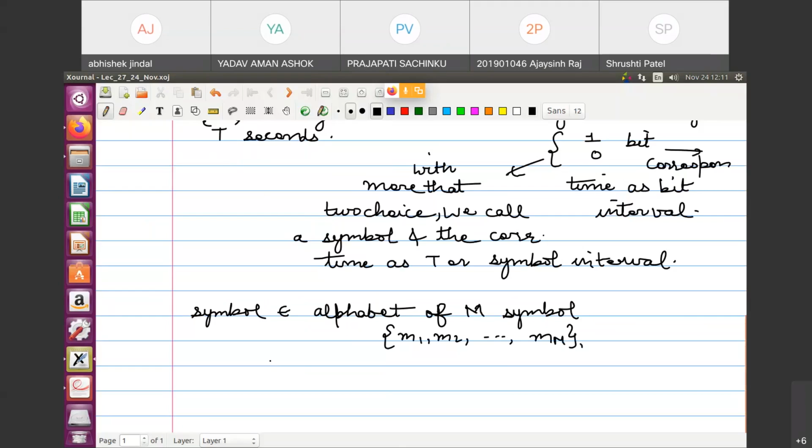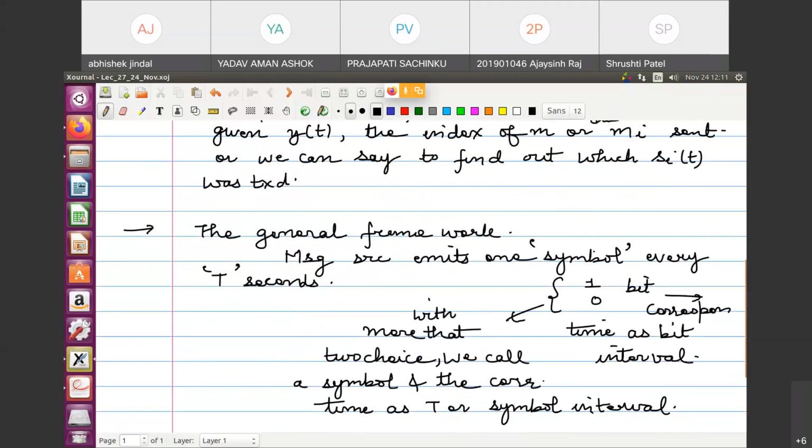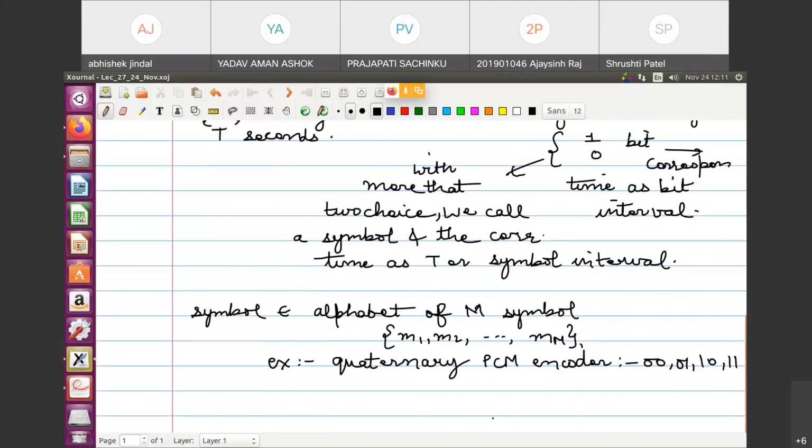So you can take an example. For example, the quaternary PCM encoder. It means it has four things: 00, 01, 10, 11. Now suppose at the source it clubs the bits, or in the case of PCM, you can say the encoding of the levels is done using 2 bits. So you will have 4 possibilities. So you can say M1, M2, M3, M4. You have 4 possible messages to transmit. Okay.